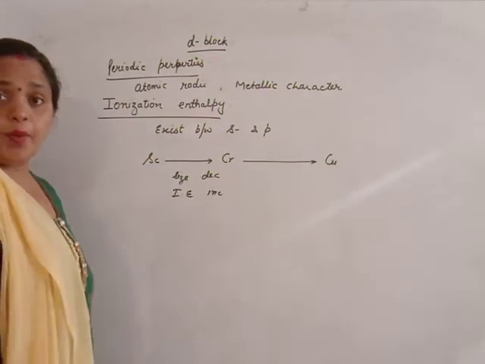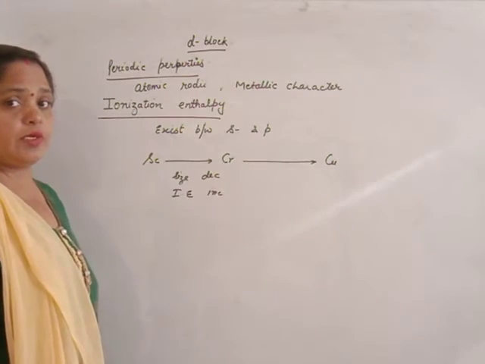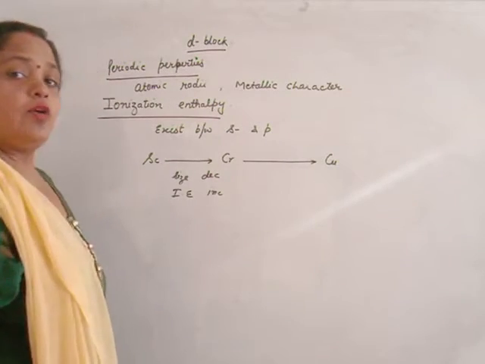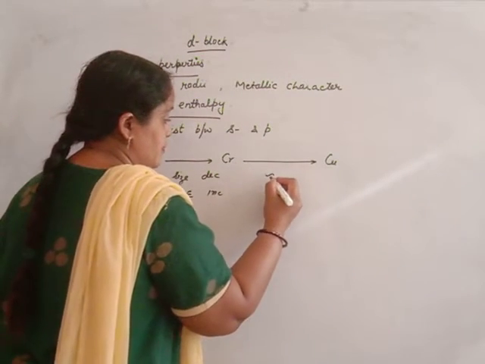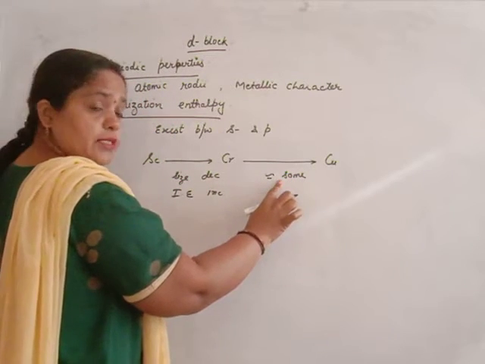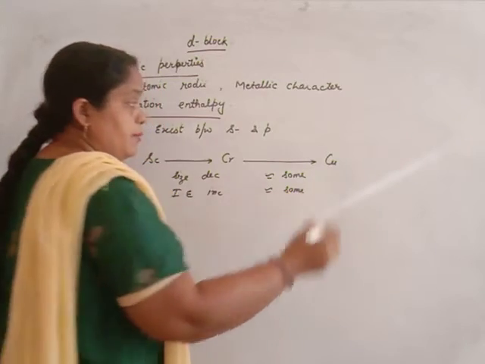But from chromium to copper, atomic size is approximately the same, because with increasing nuclear charge, electron repulsion increases. Both cancel the effect of each other and size remains approximately the same. If size remains approximately the same, ionization energy is also approximately the same.